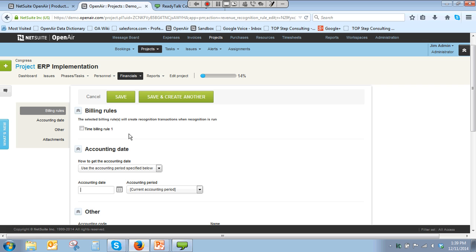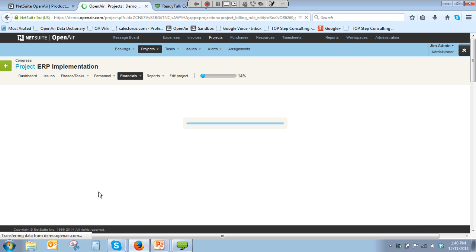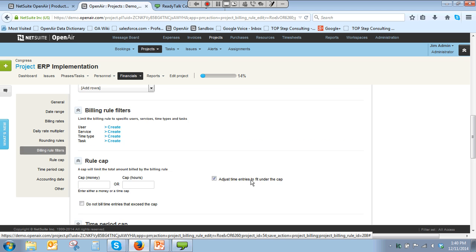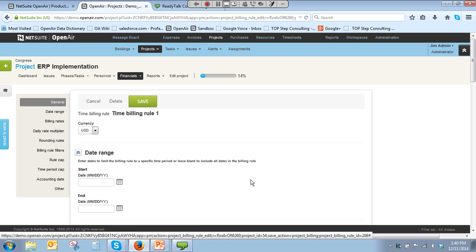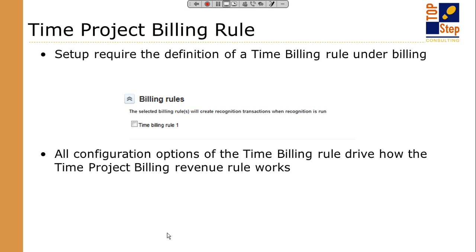Okay, so there's really nothing to configure on the time project billing recognition rule. It literally points back to whatever template you set up over here in the billing area called the time project billing rule, or time billing rule. Okay, so first off, you have to set up your time billing rule, and you have to configure everything that you would need to basically control the revenue. And then you create your time project billing rule, recognition rule, which is a really long word to say, and just tick the box and link it back to it.